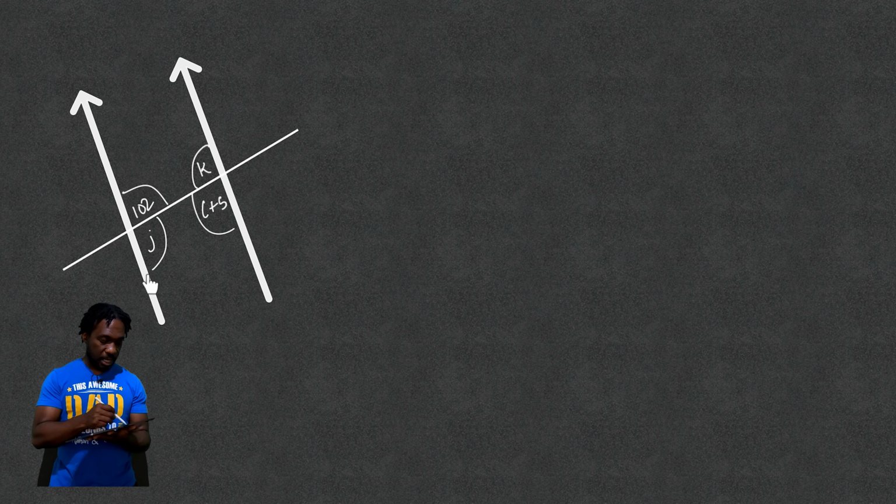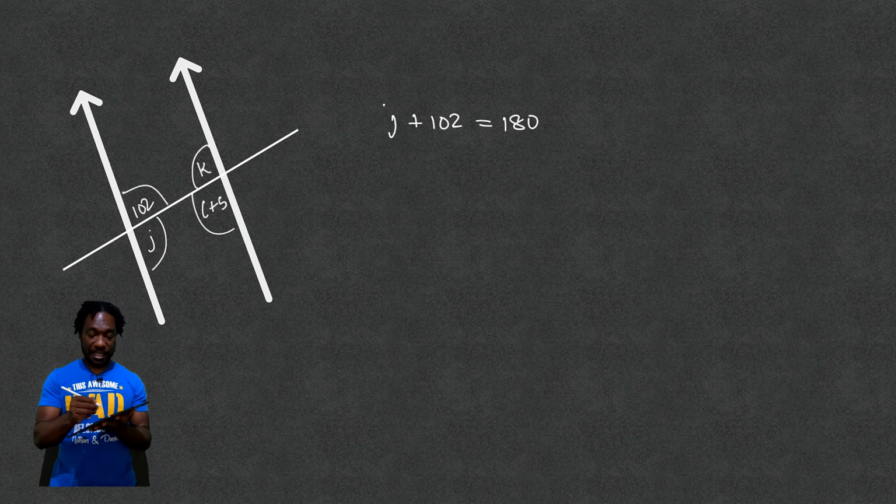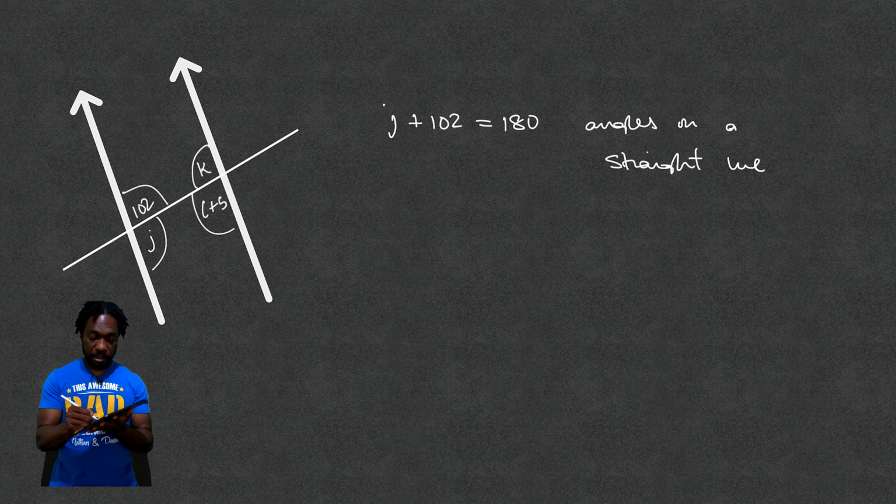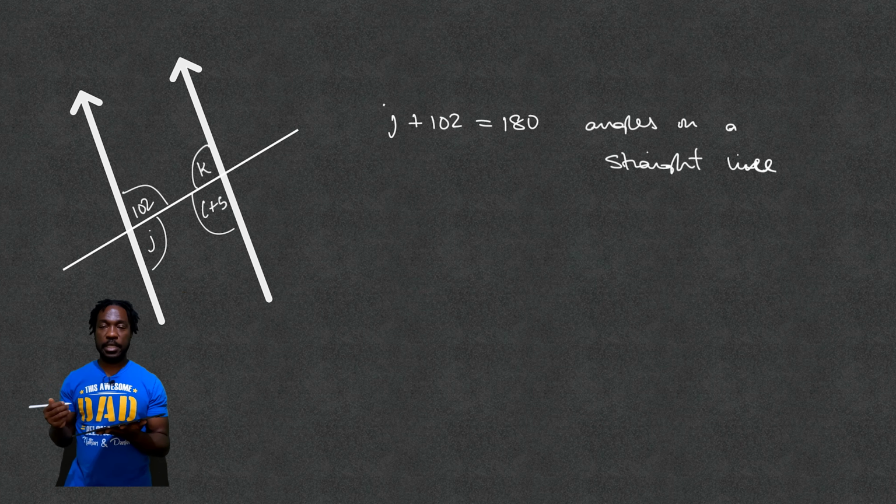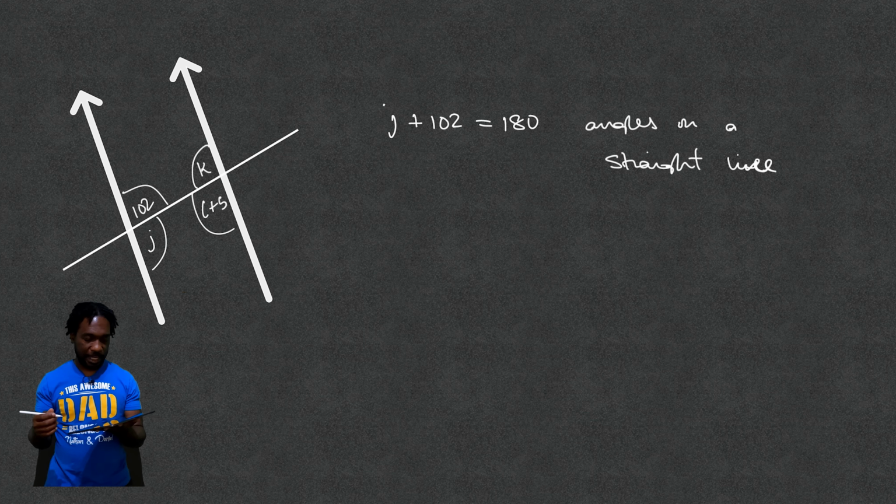That's good to know. And in order to find J, I will observe the fact that this is a straight line. And so J plus 102 should add up to 180. So I'm going to write that down. J plus 102 is equal to 180 degrees, and that is because of angles on a straight line.